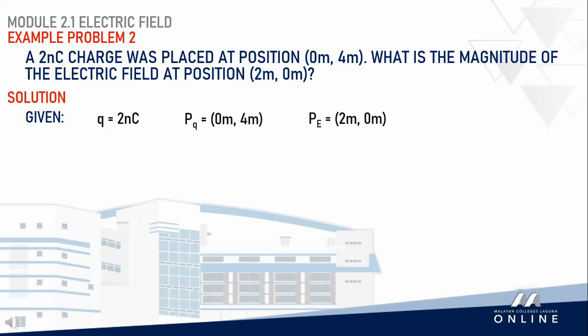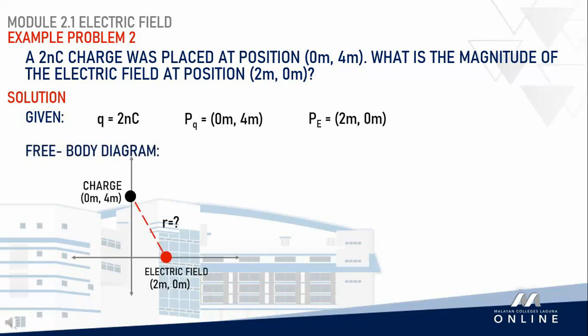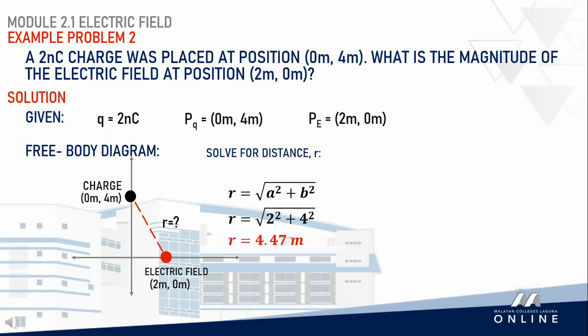Since the coordinates of the distance between charge are given, we can use the Pythagorean theorem to calculate r from the source charge. From this graph, our x-coordinate is 2, while y is 4 meters. Substituting these in our Pythagorean theorem, we will have r is equal to 4.47 meters.